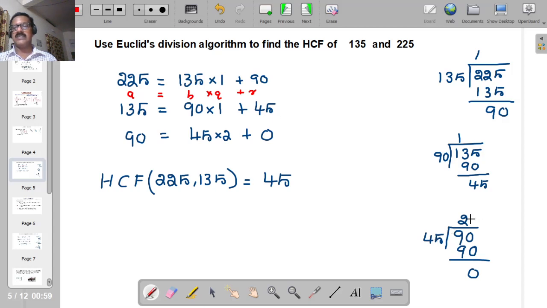This gives us quotient equal to 2 and remainder equal to 0. Now 90 is equal to 45 times 2 plus 0. Now we have reached a stage in which the remainder is 0. So the divisor at this stage will be the HCF of 225 and 135. So the HCF of 225 and 135 is equal to 45.